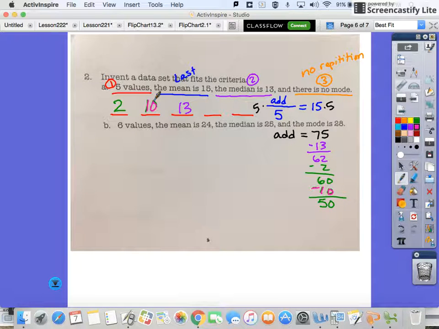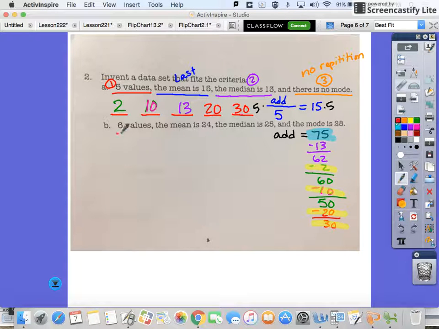After that, we just need to split this 50 into 2 numbers here that don't repeat. So something bigger than 13, maybe 20. Minus that, we get 30. That means 30 must go here. All right? So I just picked random numbers, and they went into the list. The key is figuring out what they have to add up to. That's what's clutch, is figuring out what they add to. So let's do the next one.